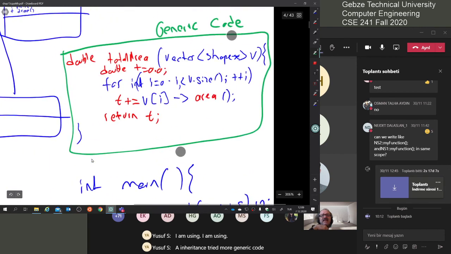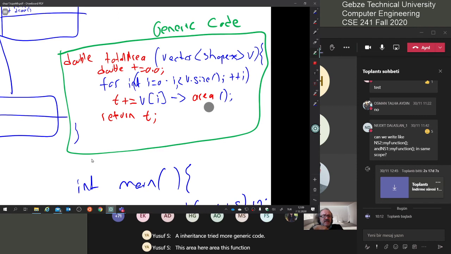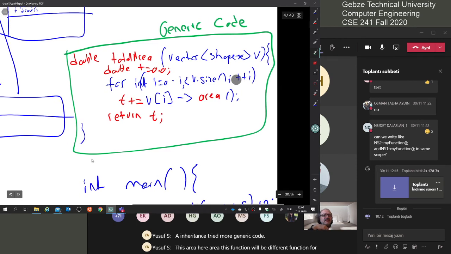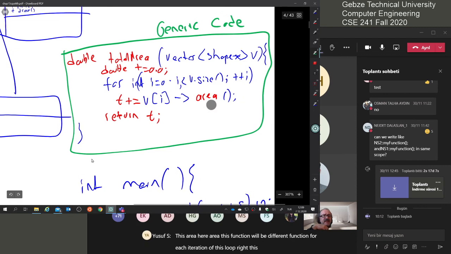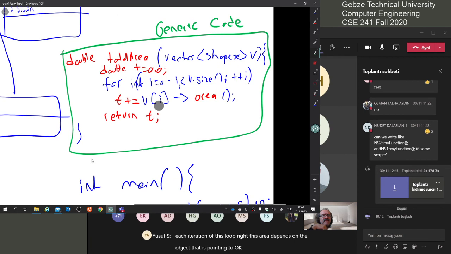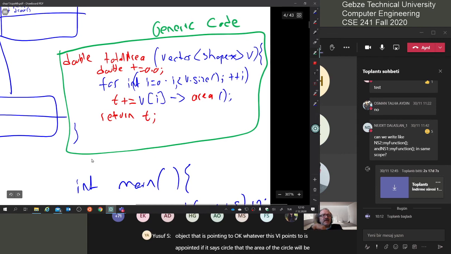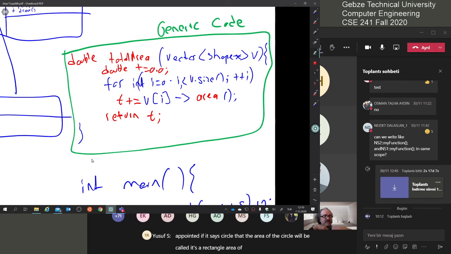This area function here will be a different function for each iteration of this loop, right? This area depends on the object that it is pointing to. Whatever this vi points to is a pointer. If it's a circle, then the area of the circle will be called. If it's a rectangle, the area of the rectangle will be called. It's like dynamic, right? So during the runtime, dynamically, my area function changes.